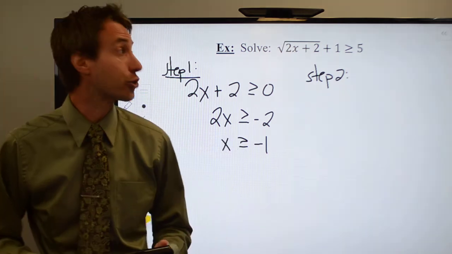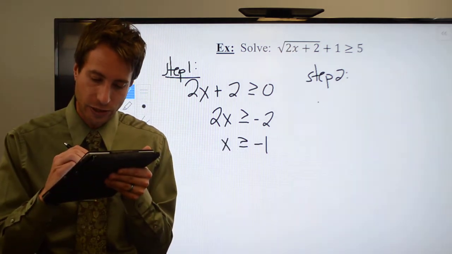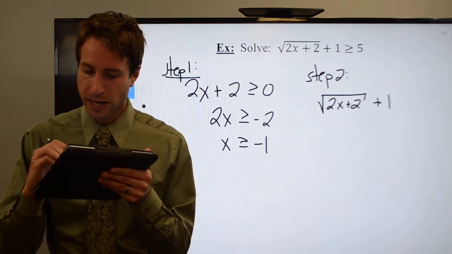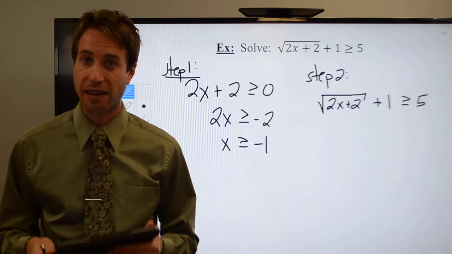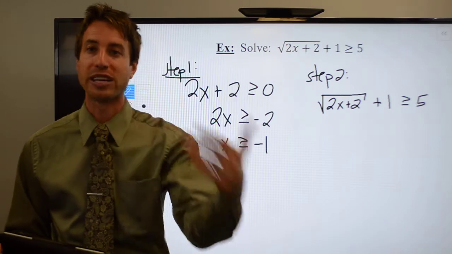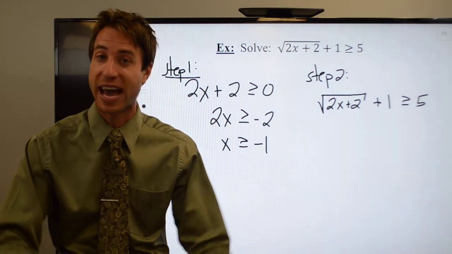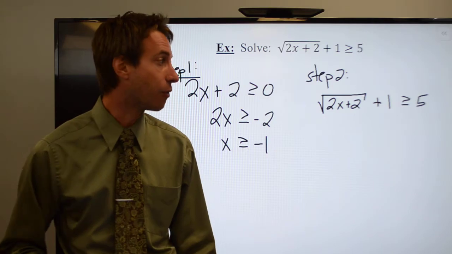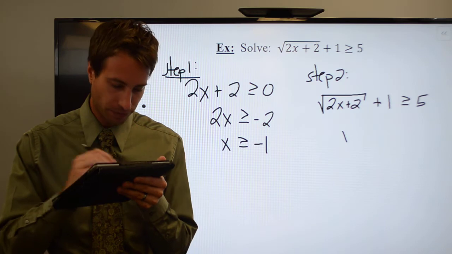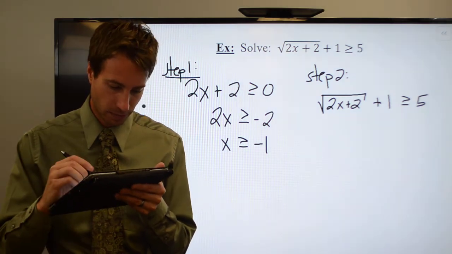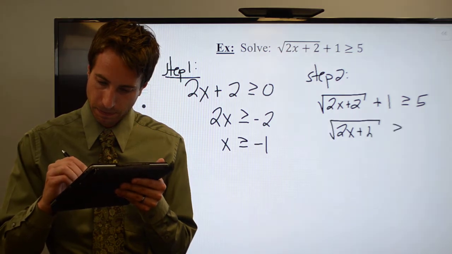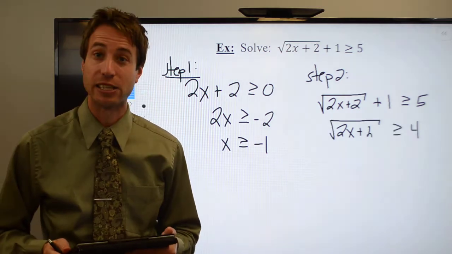Step number 2 is to actually solve the inequality that you've been given. So we have the square root of 2x plus 2, plus 1 is greater than or equal to 5. Well, I need to get rid of the radical, which means I'm going to raise both sides to a power equal to the index. But before I can do that, I need that radical to be by itself. That means I have to get rid of the 1, which I'll subtract to the other side. And 5 minus 1 is 4.